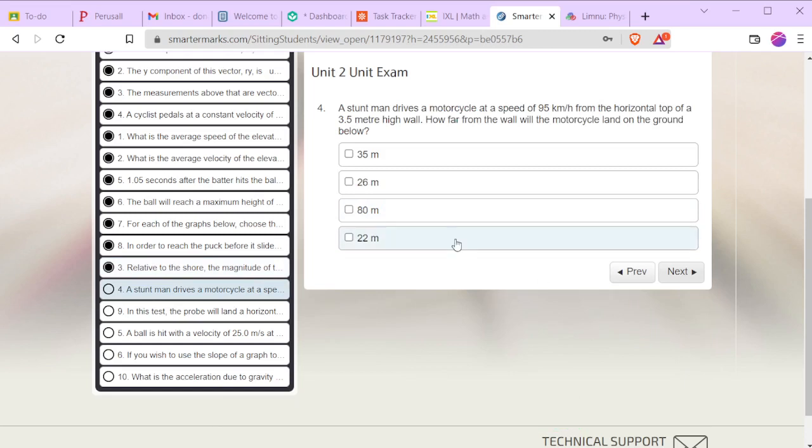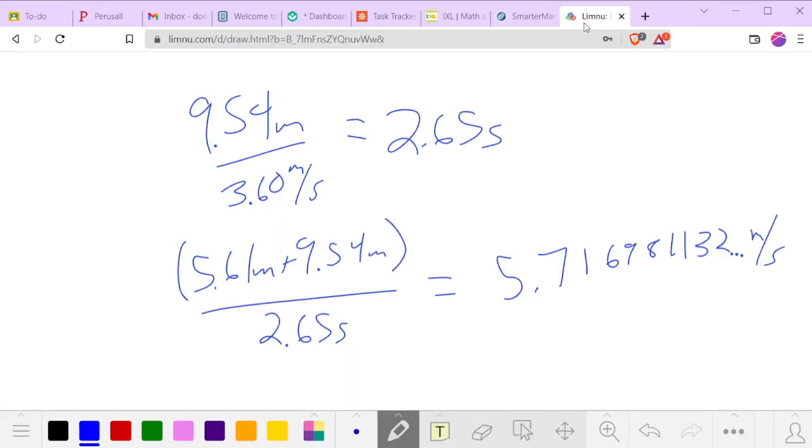Now, a stuntman drives a motorcycle at a speed of 95 kilometers an hour from the horizontal top of a 3.5 meter high wall. How far from the wall will the motorcycle land on the ground below? So this is two parts. It's projectile motion, horizontally launched. We need to connect the two with time.